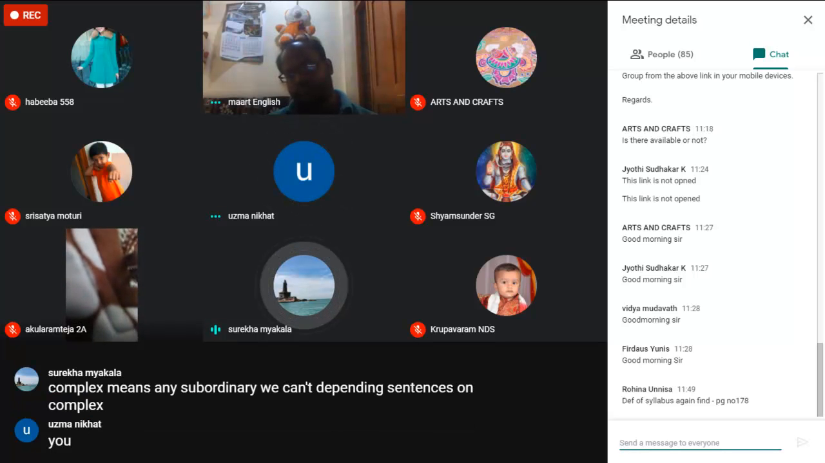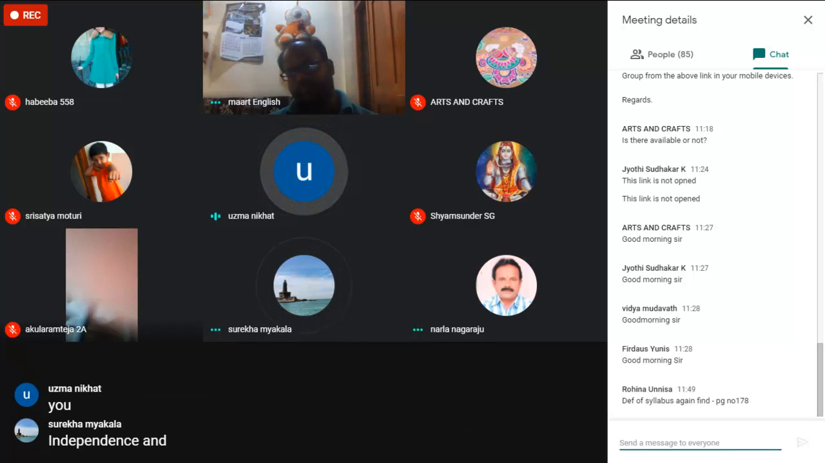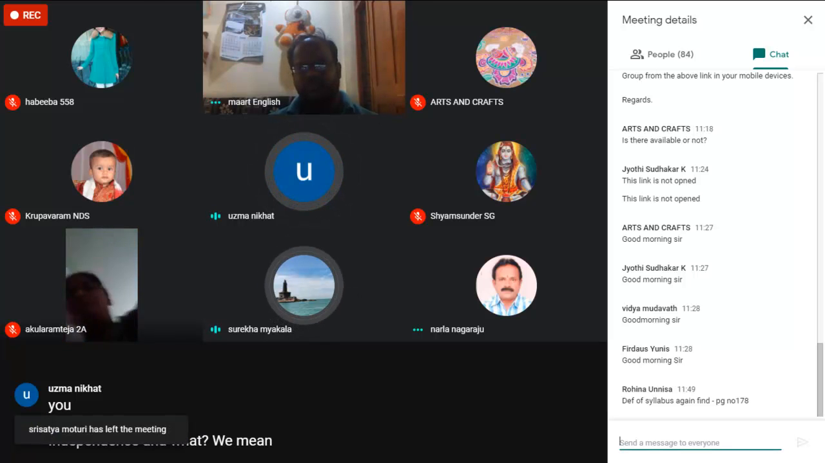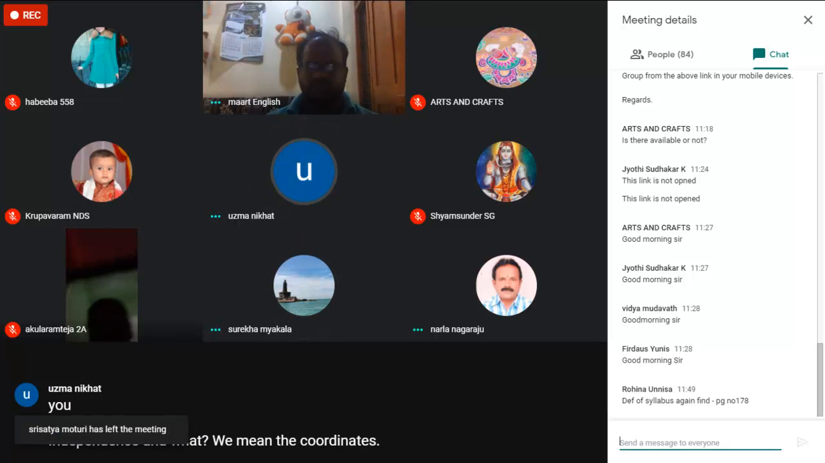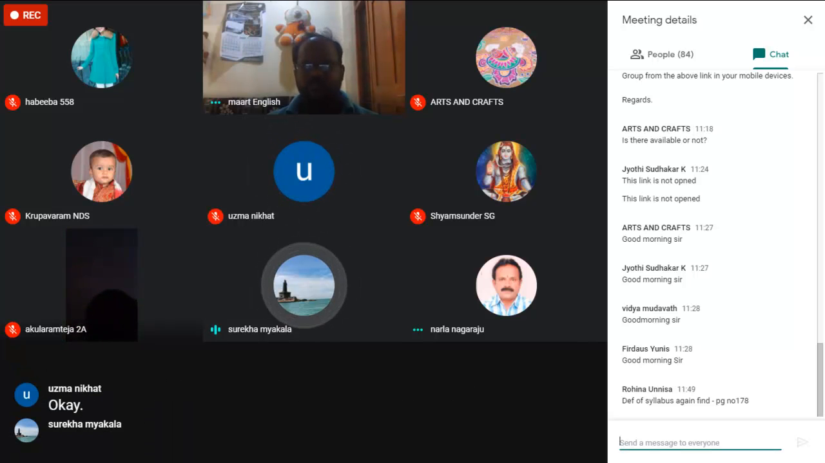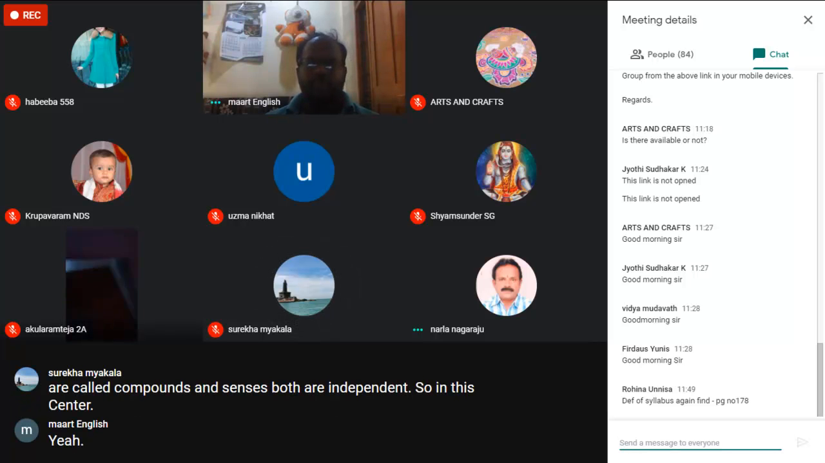One independent and a coordinate condition, where we use coordinate conditions, are called compound sentences. Both are independent in this sentence. Boy, girl, class, student, teacher are independent words, any word.